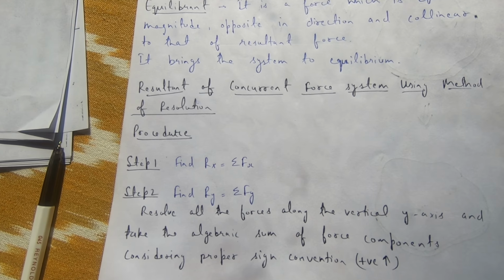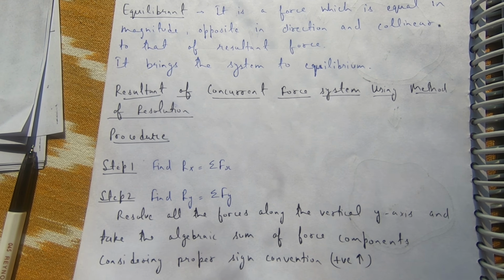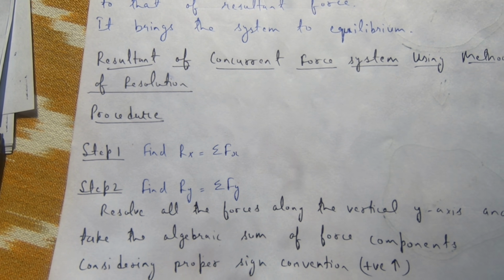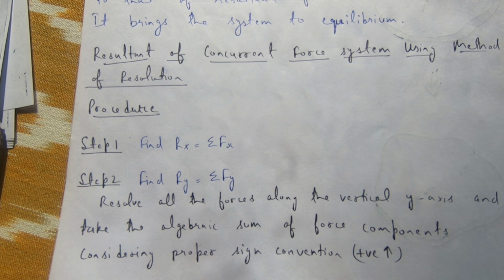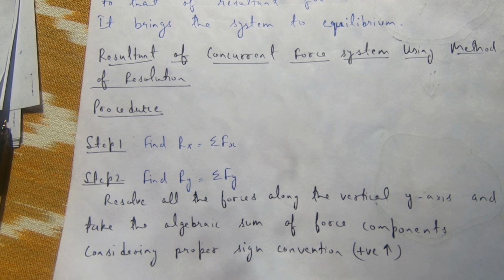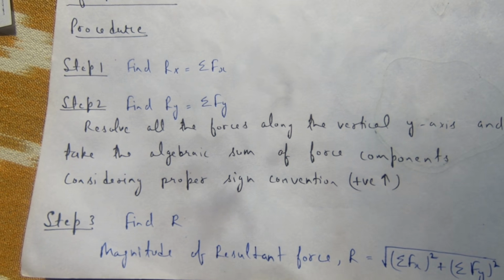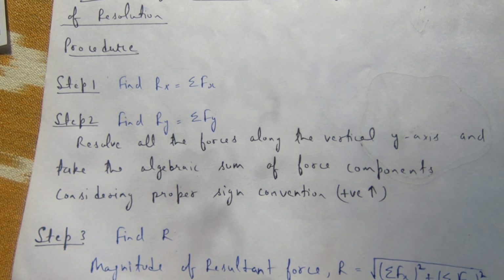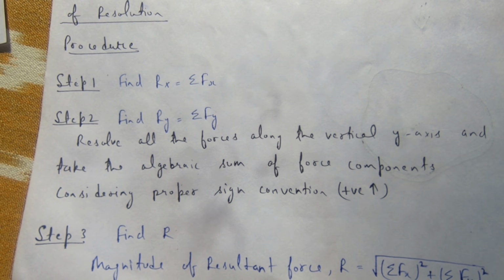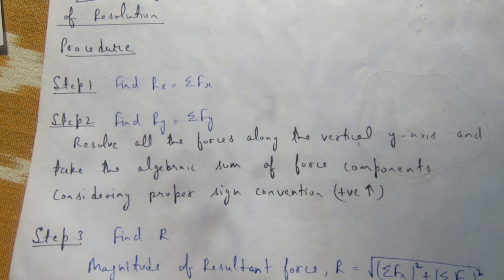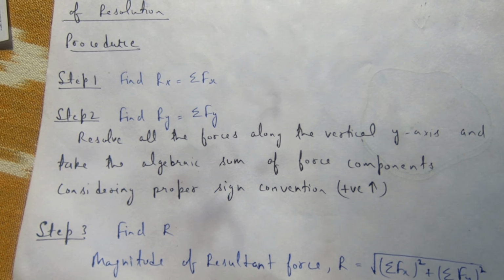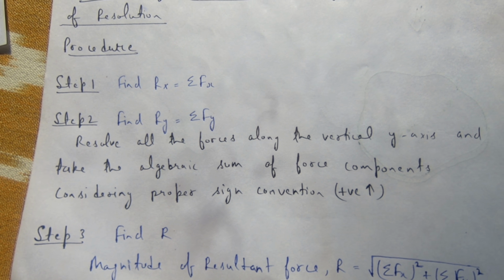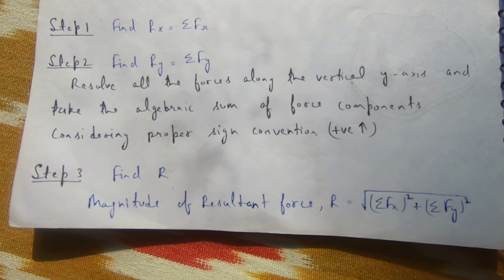Resultant of concurrent force system using method of resolution. Procedure. Step 1: find resultant in x direction, which is equal to the summation of forces in x direction. Step 2: find resultant in y direction, which is equal to the summation of forces in y direction. Resolve all the forces along the vertical y axis and take the algebraic sum of force components considering proper sign convention: upward positive, downward negative.